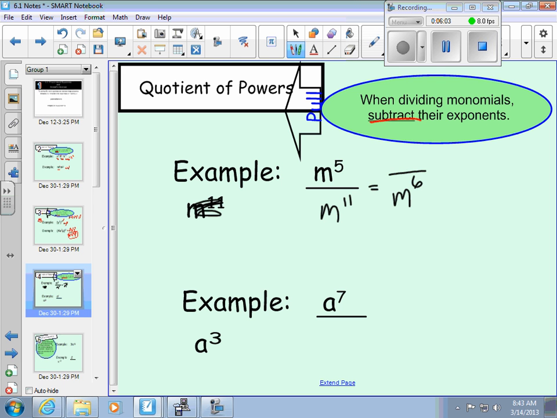Everything on the top is gone. Anytime everything in the top cancels out, we leave a 1. So the answer would be 1 over m to the 6th power.